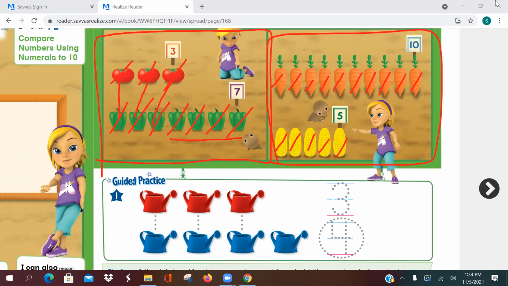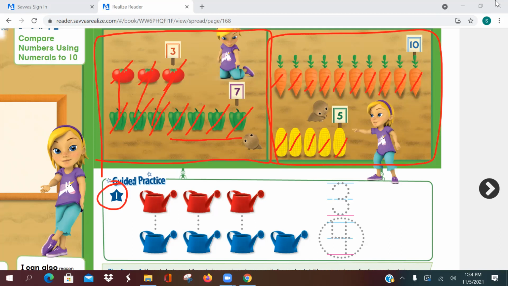Which number is greater, 10 or 5? 10 is greater. And which group is less in number? Carrots or ears of corn? The ears of corn. Which number is less, 10 or 5? 5 is less. Very good. Let's go down here to our guided practice.